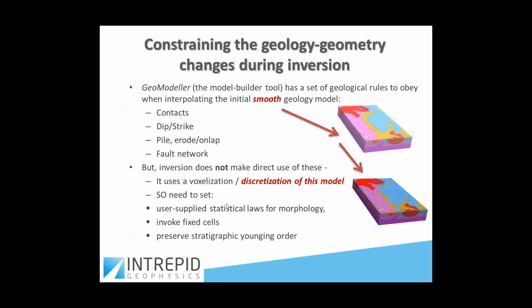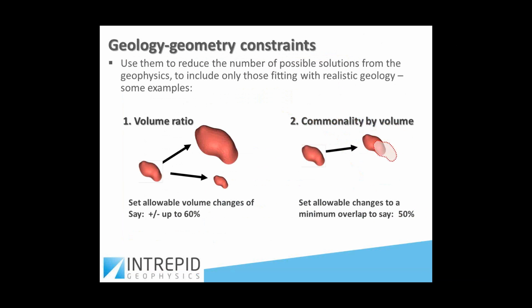And so we need to set up other rules or constraints by which we're going to allow geometry to modify by a different set of rules. And so we need to set up user-supplied statistical laws for morphology changes. We need to invoke fixed cells, and we need to preserve stratigraphic younging order if that's appropriate. And so these types of ways are available to us in GeoModeller.